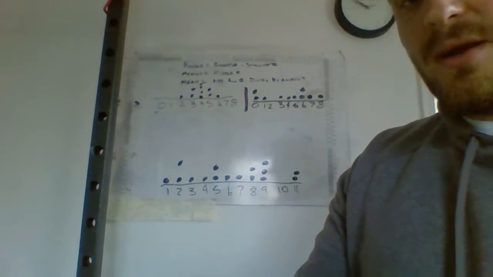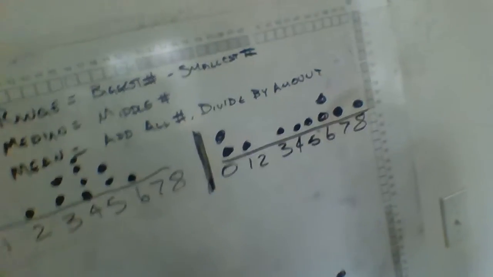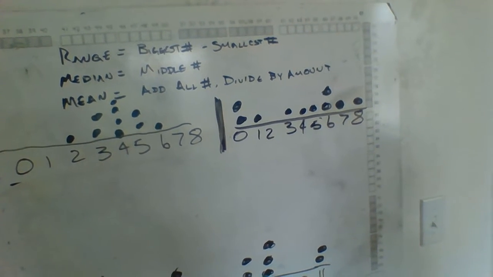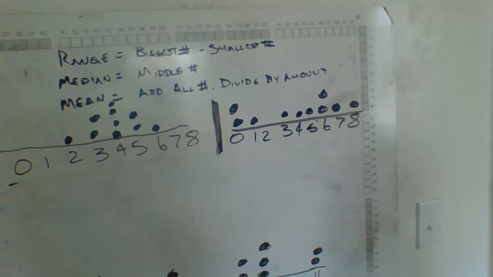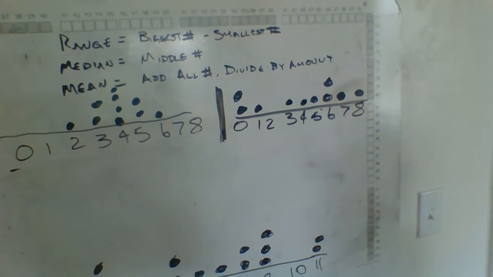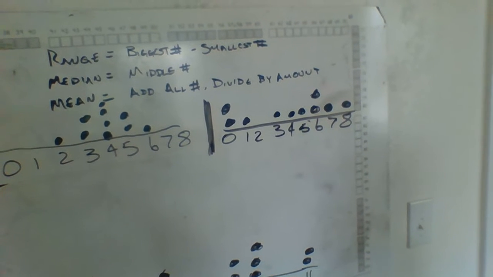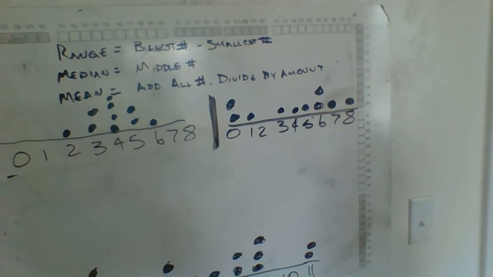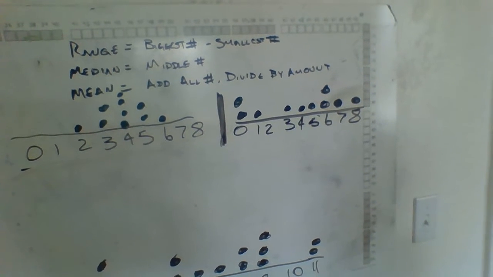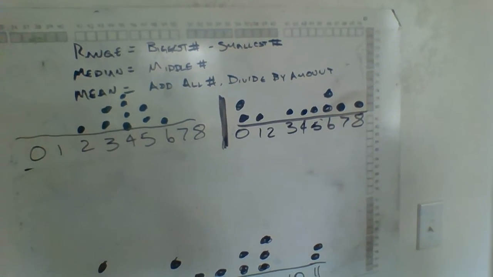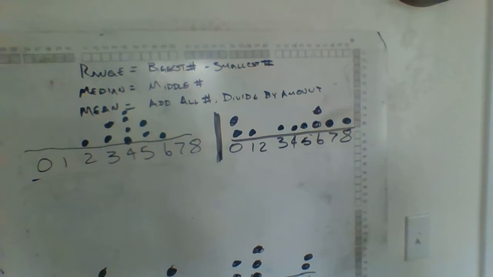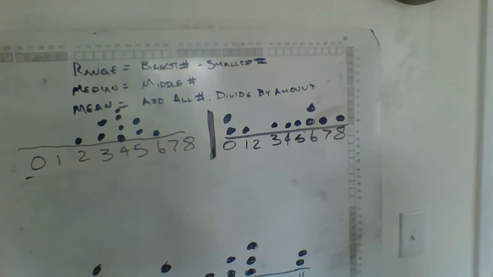Up at the very top here, I have got some definitions for you. So these are the definitions. Median is the middle number. Mean is where you add all the numbers up and divide by the amount. We're going to go over how to do that one more time today. The new word today is range. So you take the biggest number and the smallest number, and you subtract them, and you figure out how many numbers in between there are.